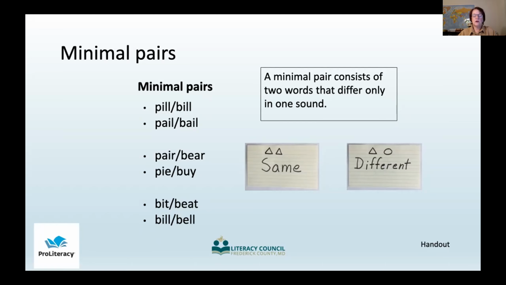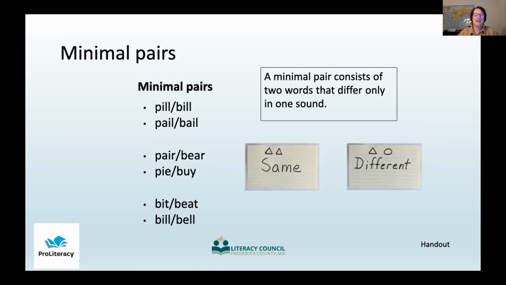One really good way to work with minimal pairs is to ask the student to listen to two sounds or to two words and tell you if they are the same or different. So pill, bill, different. Pill, pale, different. But pill, pill, same.